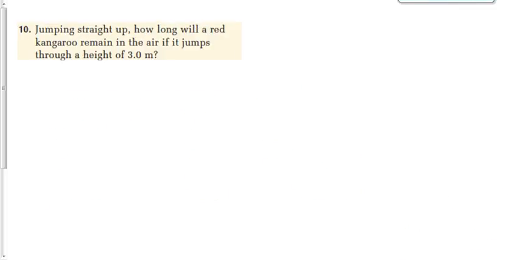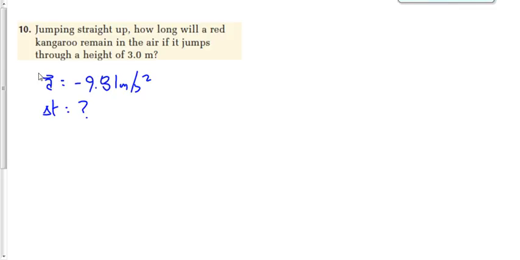All right, and the last question that we have to do today is number 10, jumping straight up. How long will a red kangaroo remain in the air if it jumps to a height of 3 meters? All right, so this is a Group B problem, because we're accelerating or decelerating. It's a gravity Group B problem, because the red kangaroo is under the influence of just gravity here. What do we got? Well, if it's a gravity problem, A is equal to negative 9.81 meters per second squared. How long will it remain in the air? We're looking for delta T.